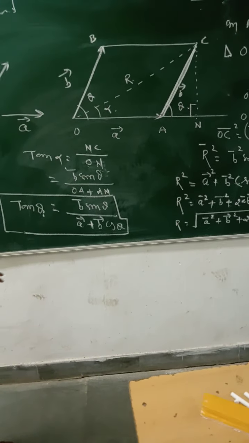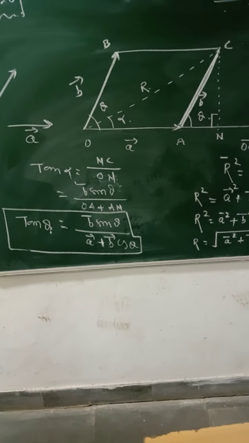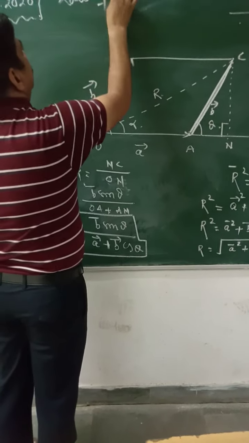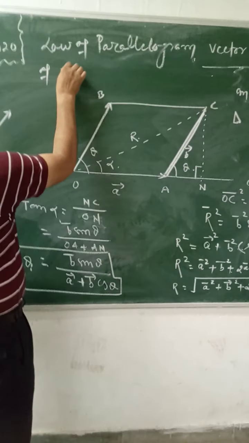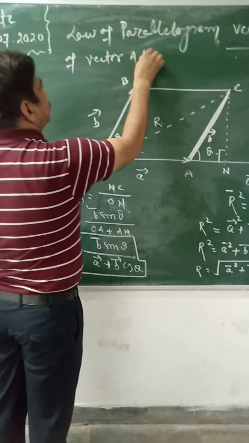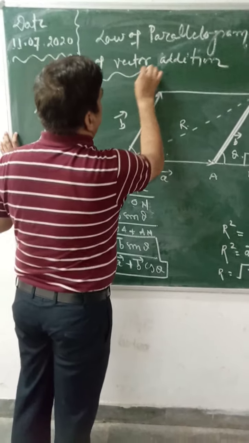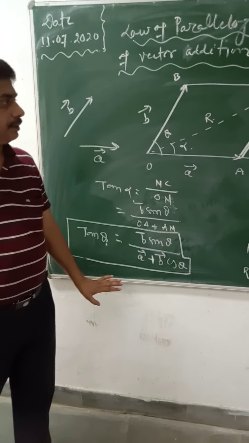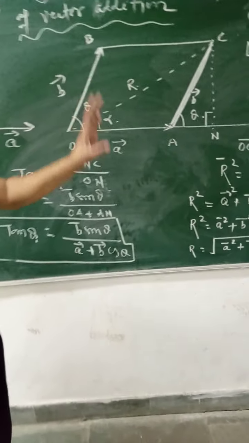So this is the formula, and this is known as the law of parallelogram of vector addition. Is it clear to you? Yes. Is it okay?